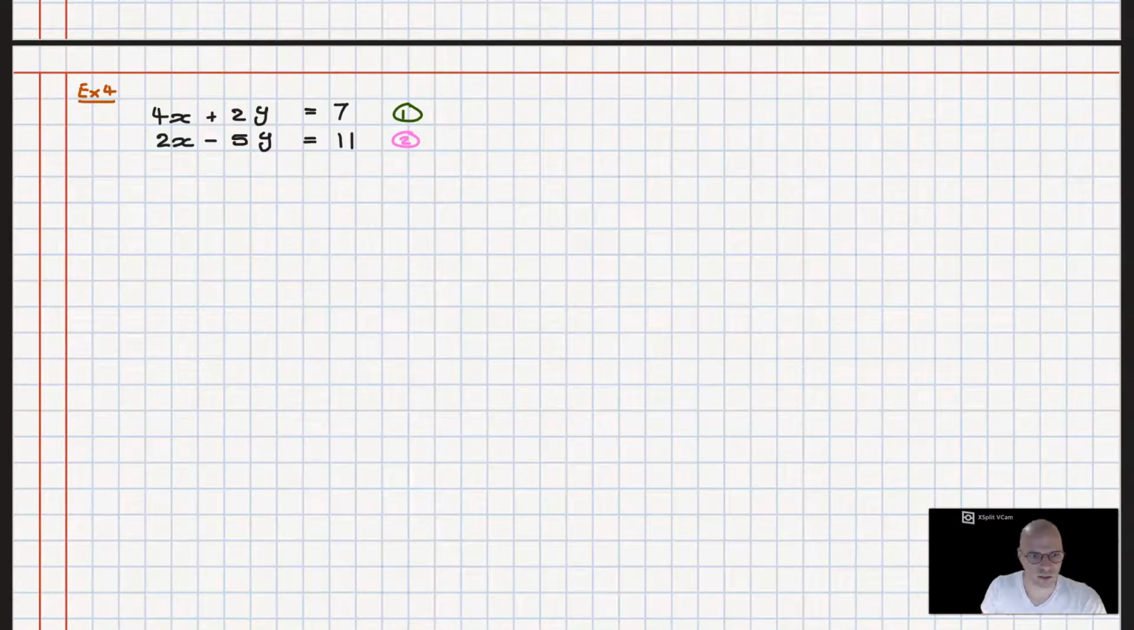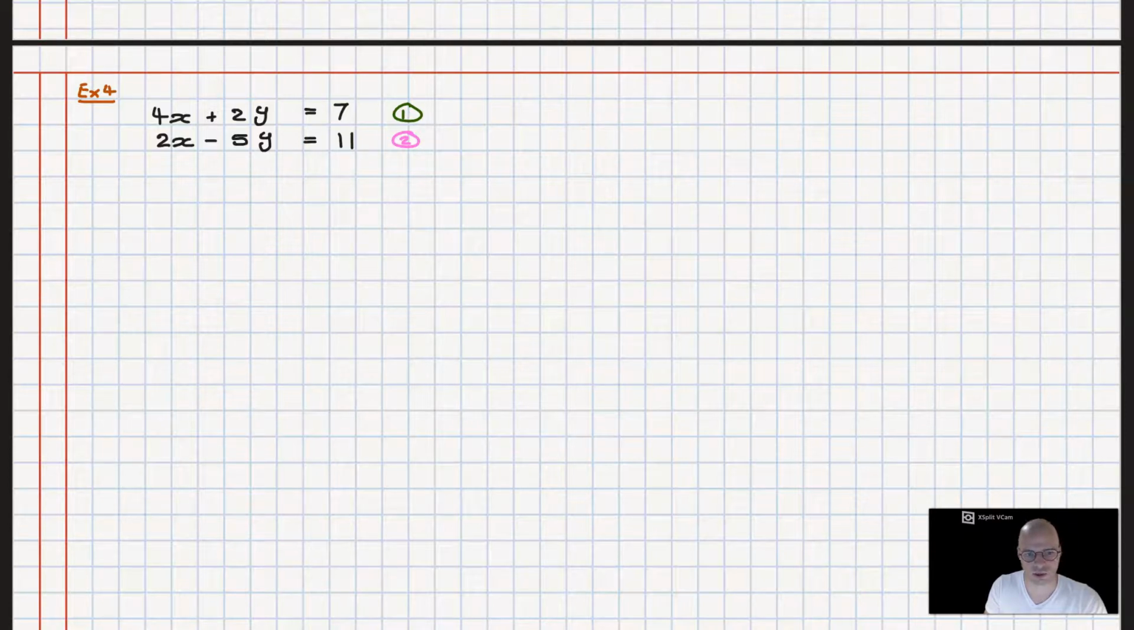Okay, so what we have here are terms for x: we've got a 4x and a 2x. Terms for y: we've got a positive 2y and a negative 5y. And we've got these constants 7 and 11. What we need to decide is which terms we want to cancel out. If we look at the x terms, neither of them match, and the same is true of the y terms. So this is a new problem we are faced with.